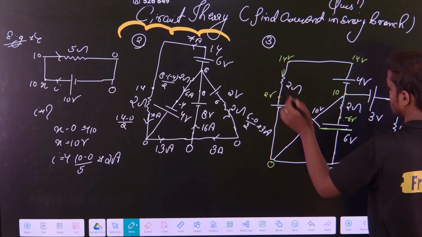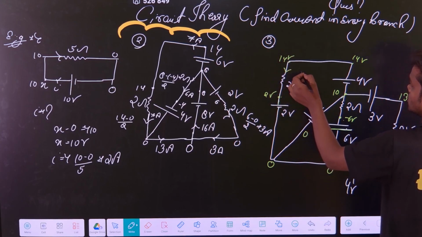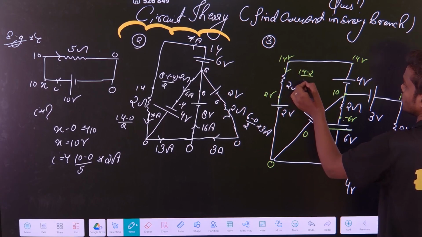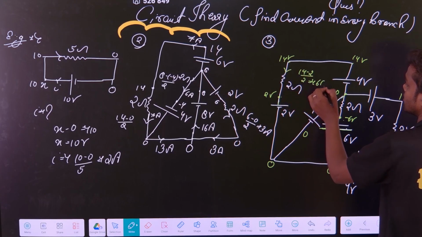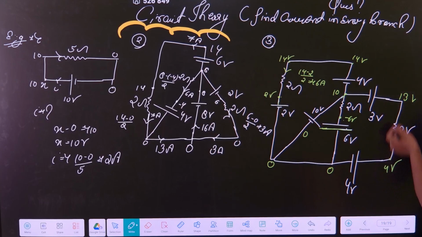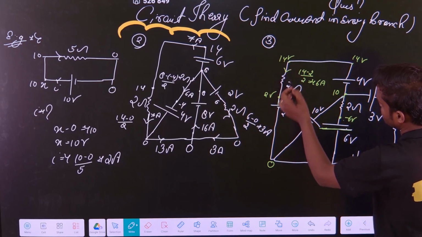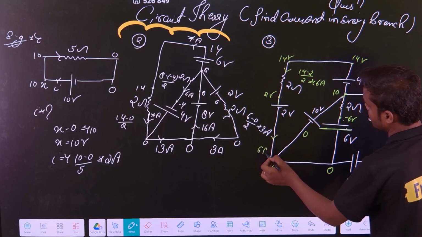So in this branch you will see how much current? 14 minus 2, higher to lower potential, so 14 minus 2 divided by 2, that is how much? That is 6 ampere, correct? Similarly here, come to here, in this branch also. So basically you can see for how much current is coming from here, that is 6 ampere is coming here.